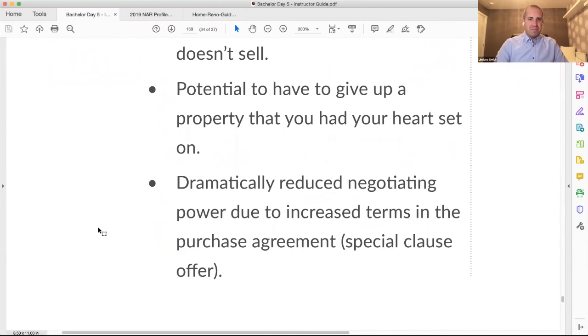The other thing too is that you'll have dramatically reduced negotiating power due to the extra terms on the purchase agreement. If someone brings in a special clause offer that basically says, okay, we'll buy your home, but we have to sell ours first, then lots of realtors don't like showing those homes. So you'd better bring a dang good offer. You might actually end up paying a few thousand dollars more than you normally would if you have to put that really ugly term on there. On the selling side, if I'm accepting an offer with that, they better have a dang good price to bring forward.